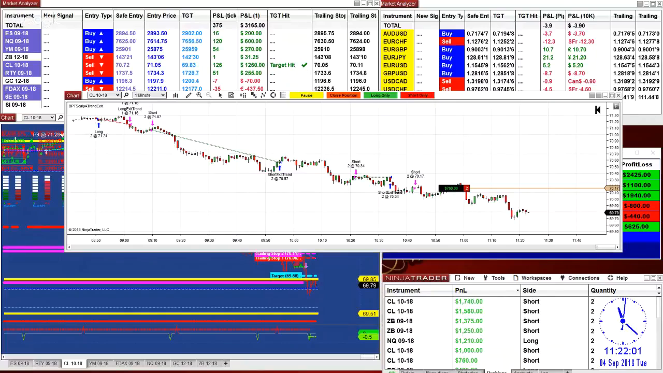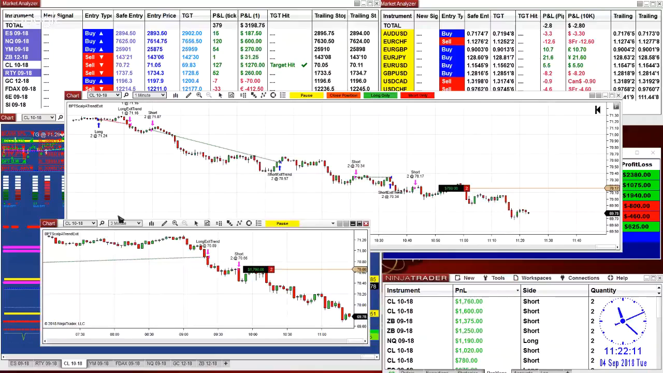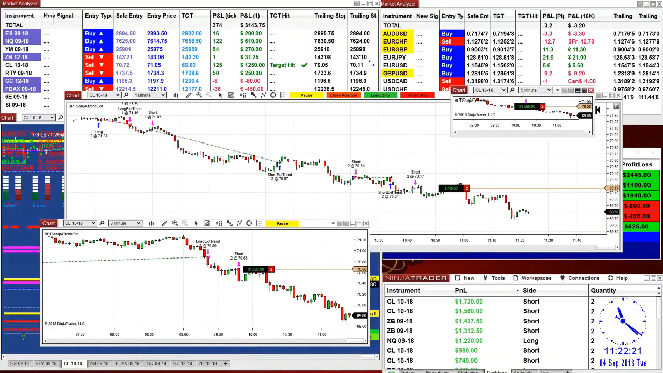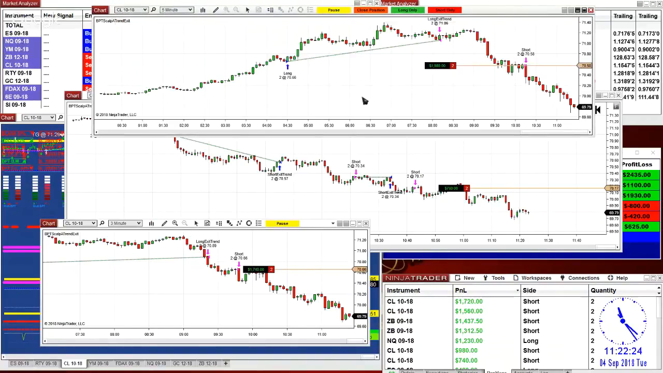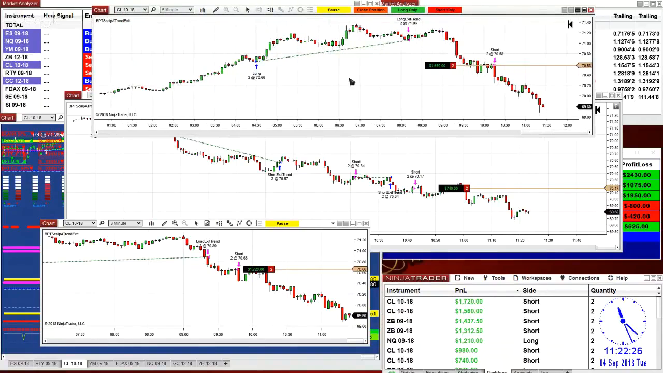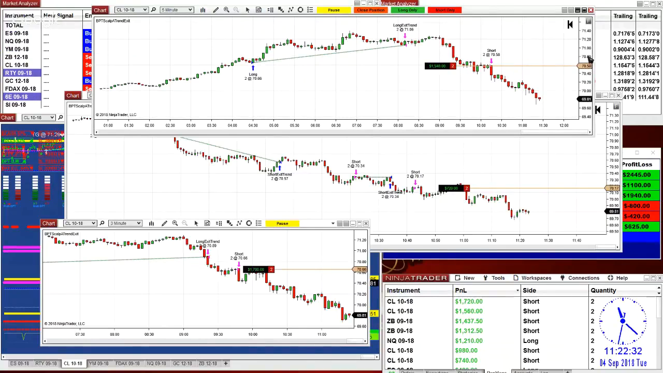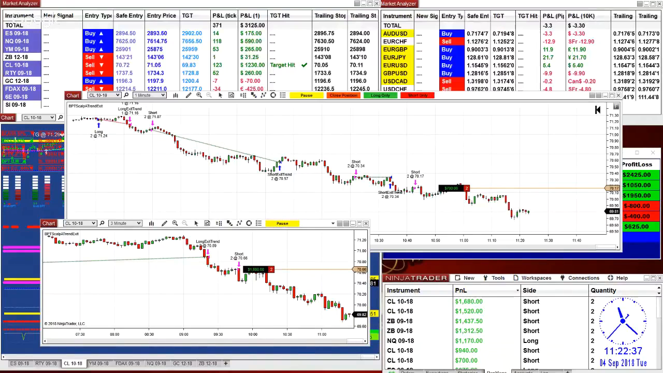Let me see the 3 minutes. The 3 minutes had an early entry, 1760, and this is the second trade on the CL, and this one is 1560 on that trade. The entry was 7058.